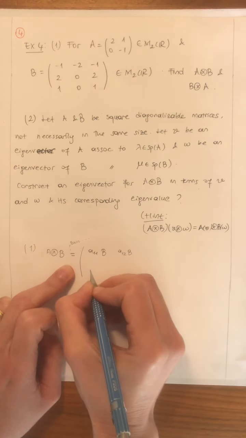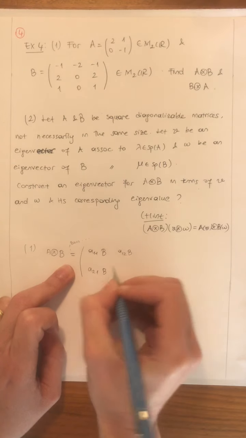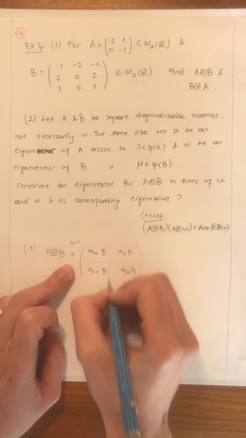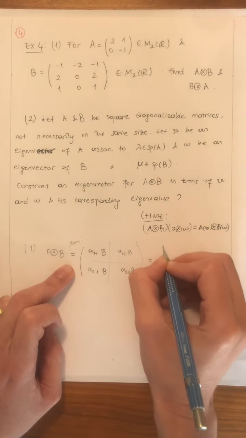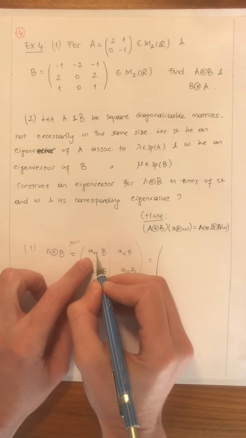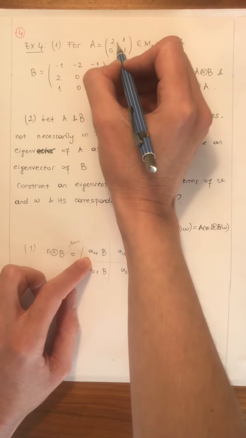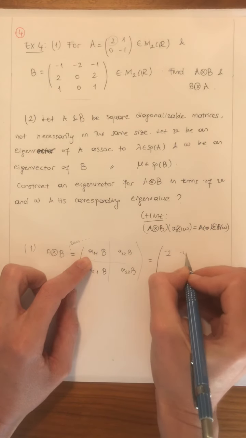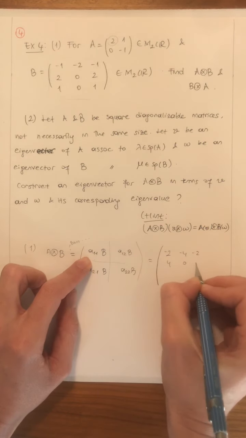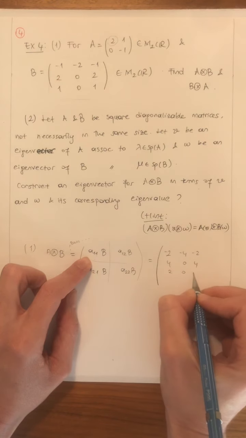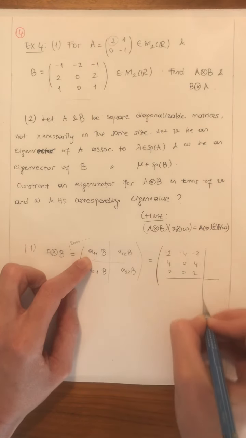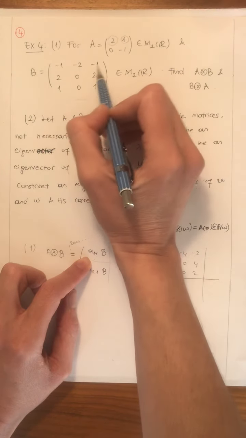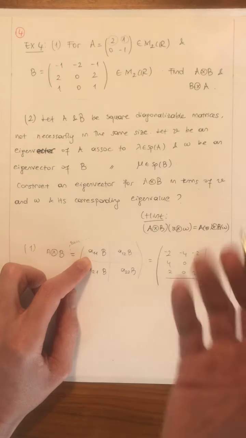So that means in this tensor product, we will have a 4-block matrix, and the first block is determined by the double of B: -2, -4, -2, 4, 0, 4, 2, 0, 2. And for the second block, we simply consider B as it is, because 1 times B gives itself.